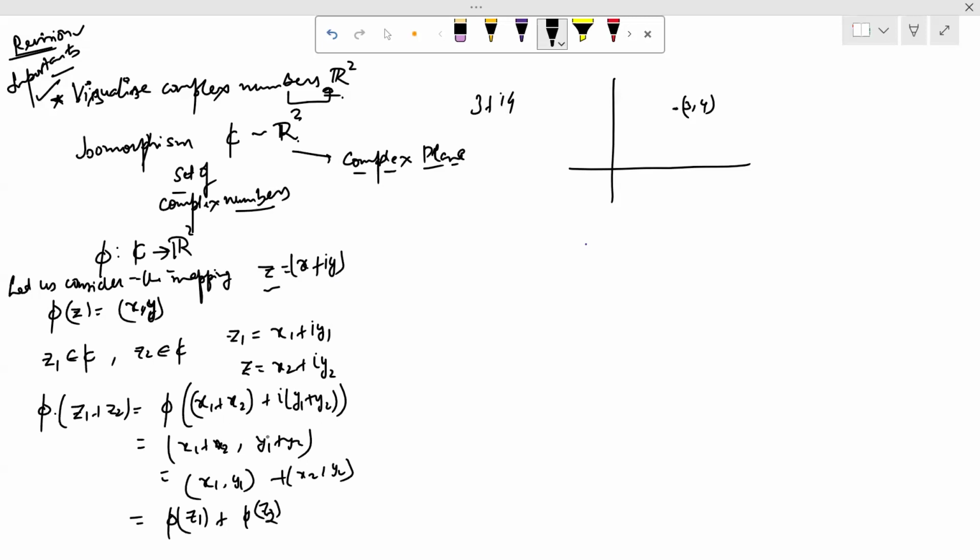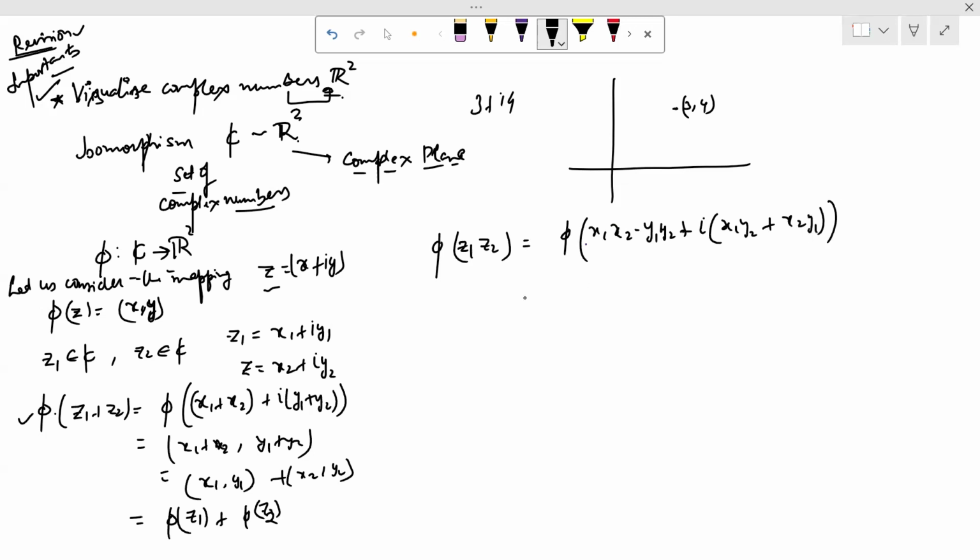We'll see that this mapping is 1-1 and onto also, but let me first verify two of the things. So the next thing would be, let us verify phi(z1 z2). What is z1 z2? You know that it is equal to phi of (x1 x2 minus y1 y2) plus iota (x1 y2 plus x2 y1).